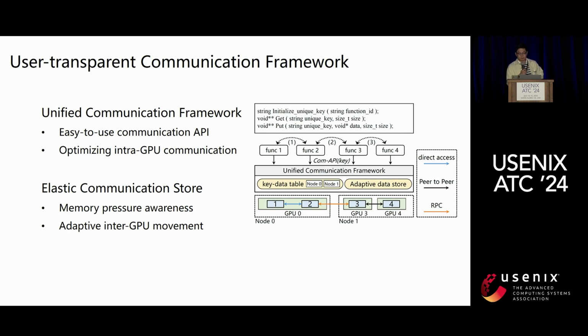And the second one, StreamBox provides a transparent communication interface for developers to compose their function workflow. The unified communication framework can adaptively switch the communication method between the functions based on the distribution of functions in the GPU cluster. In addition, StreamBox also adopts elastic communication storage, which can effectively use idle GPU memory to store the intermediate data. When the memory pressure of the GPU increases, it will adaptively move the data to other GPUs or the host memory.